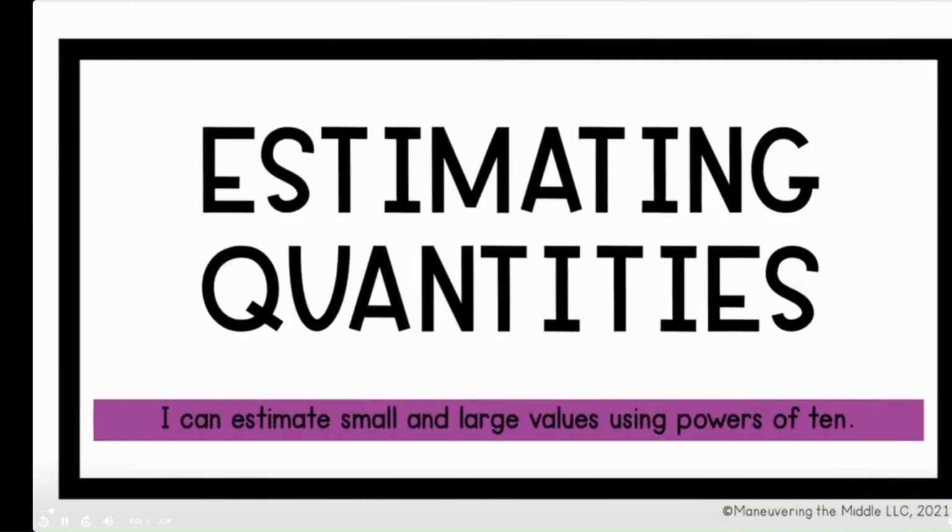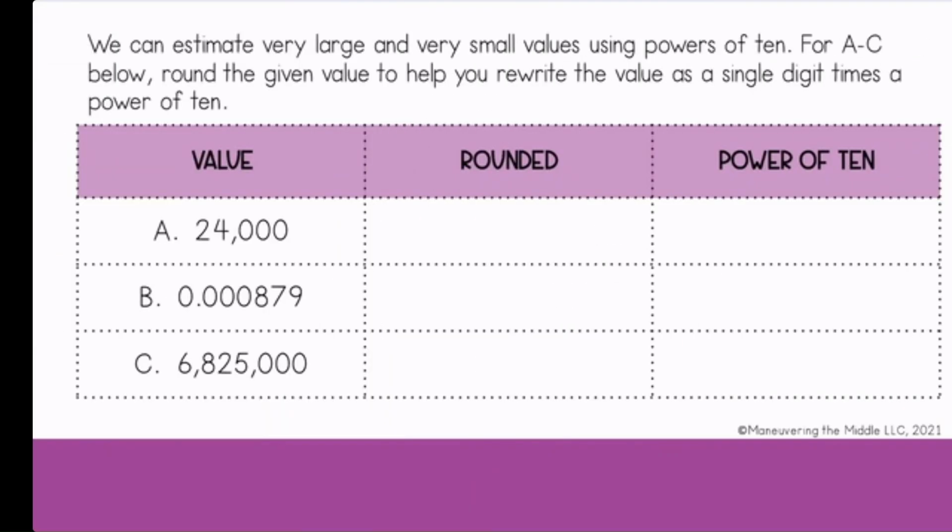In this video, we're going to estimate small and large values using powers of 10. So oftentimes, we can estimate very large and very small values using a power of 10. First, in order to do that, we need to be able to rewrite these really large or really small values. So I'll show you a way to do that in just a couple of steps. What we're going to do is rewrite each of these values as a single digit times a power of 10.